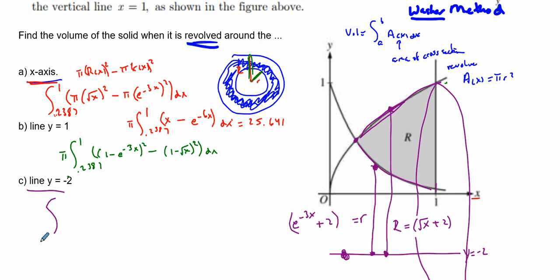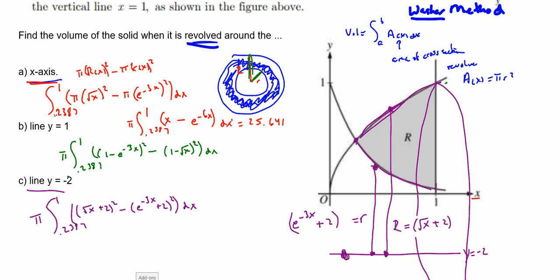So how do we write this out? Well, we have two circles, so we're going to put pi because we factor that out. We're still going from -0.2387 to 1. Now our big R is different, so this one's going to equal the square root of x plus 2. We're going to square that because it's a circle. Minus our smaller hole, which is our little r, which in this case is e to the -3x plus 2, and we're going to square it, with the dx. And we can put it in our calculator to figure out those values.